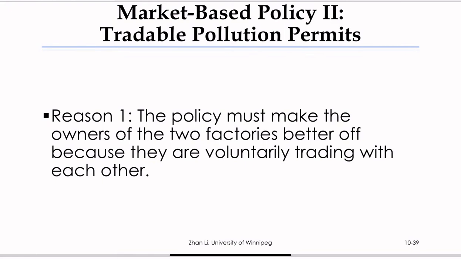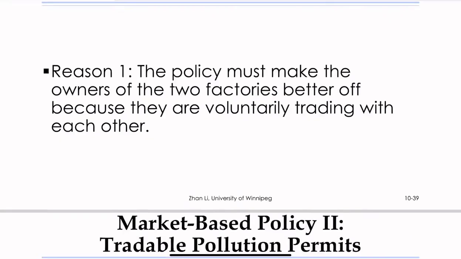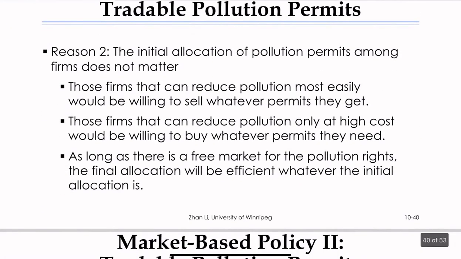So you can see that in this tradable pollution permits example, if two firms are trading with each other, that is, there is a buyer firm and a seller firm, then they are definitely getting some profit, some surplus from trading with each other. So this basically means once they trade with each other, they become better off. Now, what is this second reason?